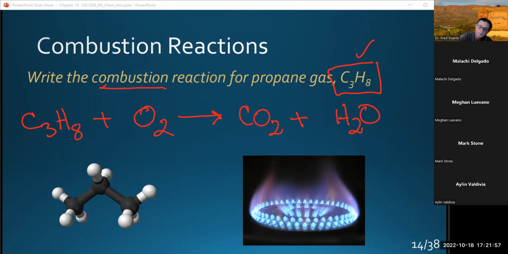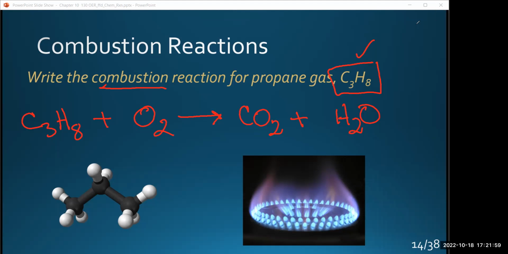Now, for the combustion of hydrocarbons, we have a systematic approach to balance these equations. This is down here at the bottom. This is a model of propane. We've got 3 carbons there, and the hydrogens bonded to the 3 carbons, and the 3 carbons are bonded to each other. Now, step number 1, in the combustion of hydrocarbons, you balance the carbons first.